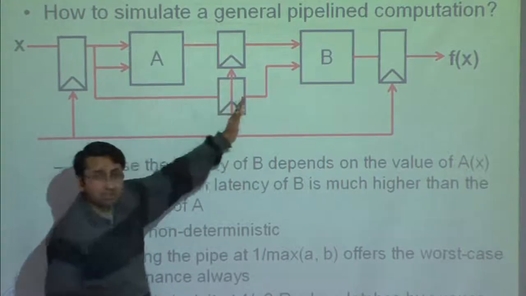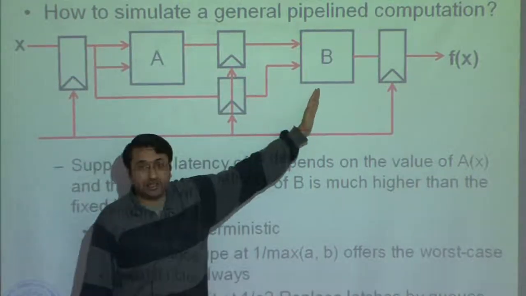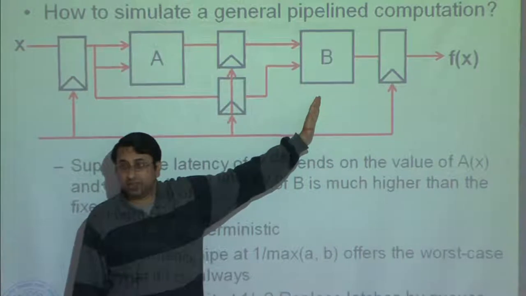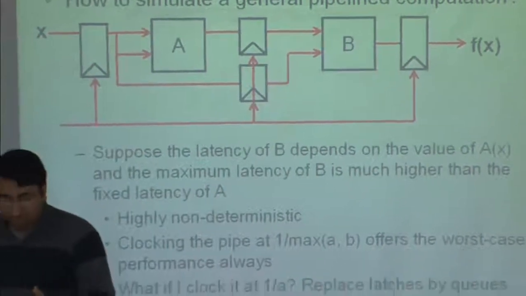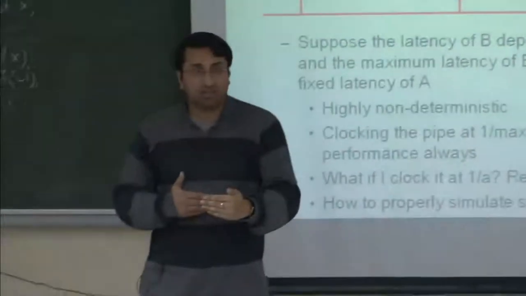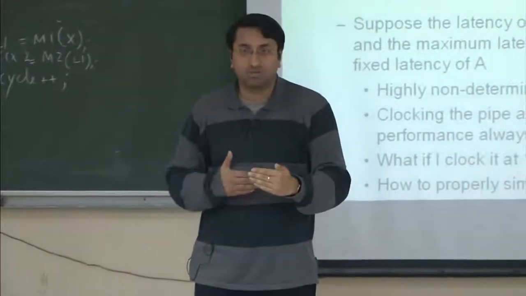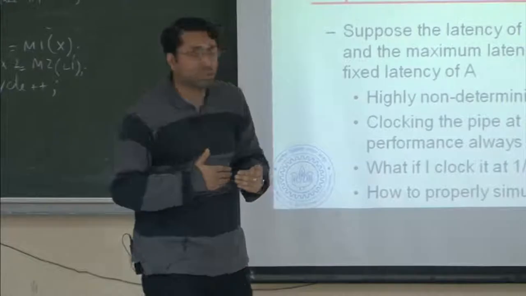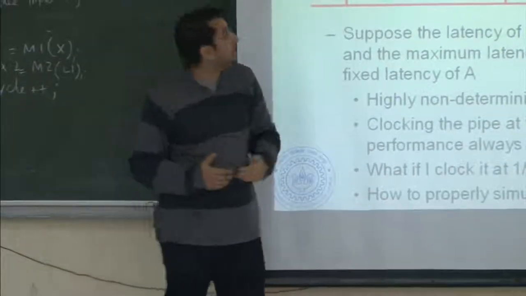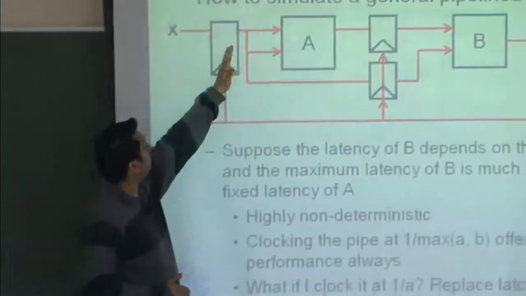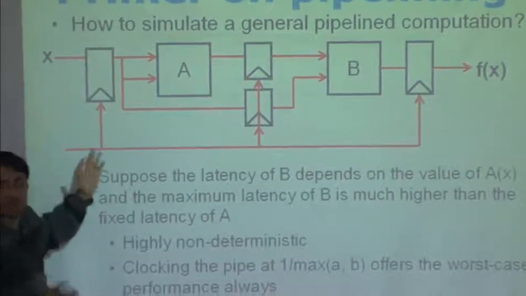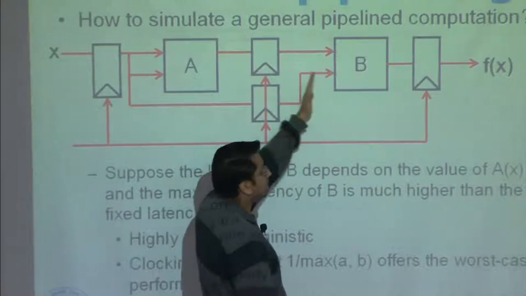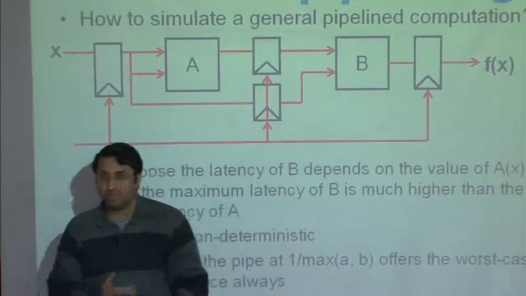So this Q will grow and shrink depending on how fast B is computing. There will be some cases where the queue is full because B is running slow, so A cannot inject any more input. That will automatically put pressure on this queue, and eventually the environment will back up. But eventually B will finish computing, the queue will start draining, and the pipeline will start moving.